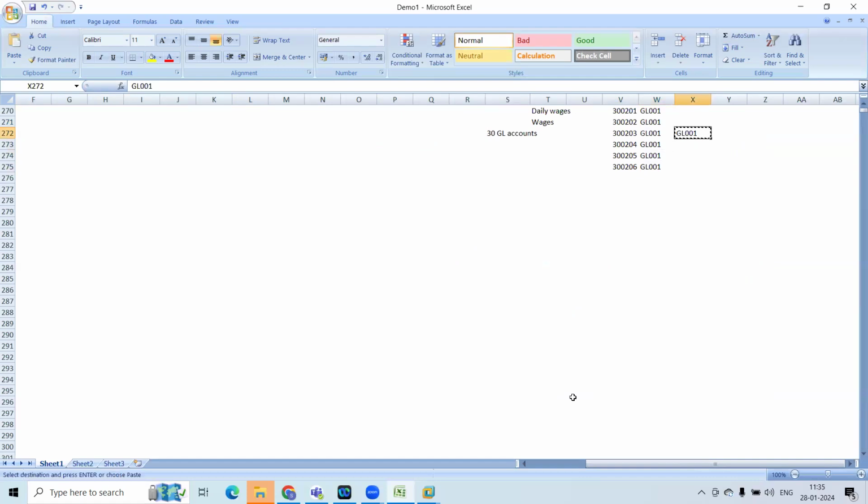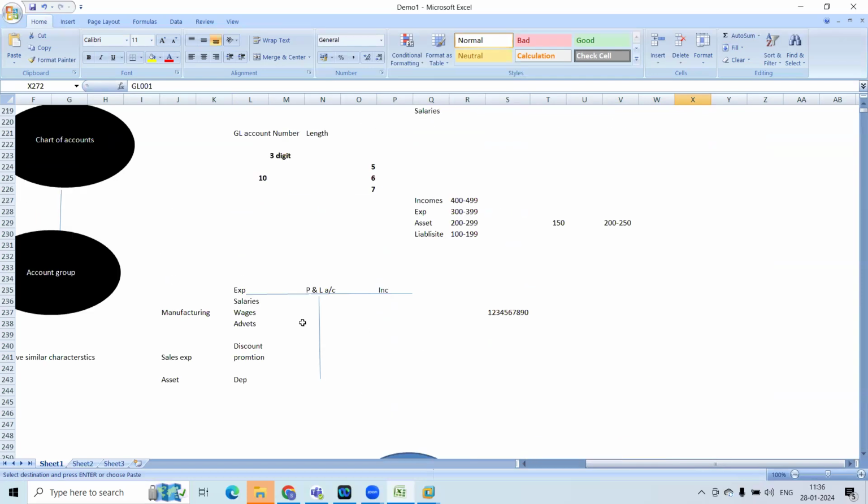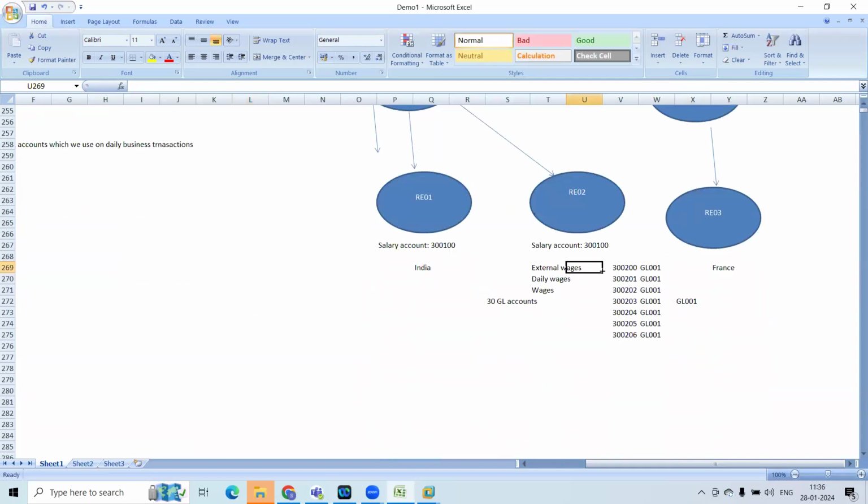Each GL account table, I will be assigning this one. But while producing our profit and loss account, instead of all the multiple wages, I will just mention the group GL we have created, GL001. So here you will have some amount, right? 1000 something, 200 something will be there, all together will be updated. The total amount will be updated here at this group GL account level.